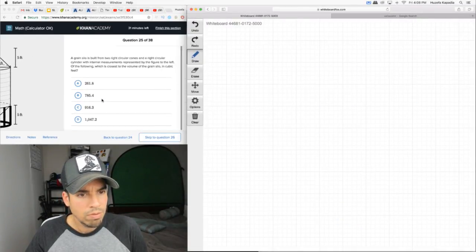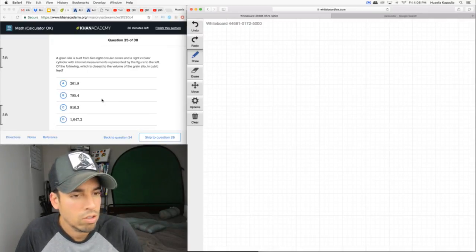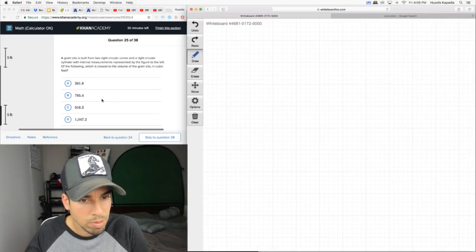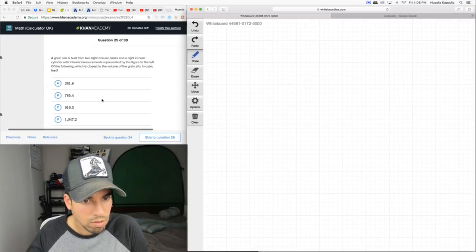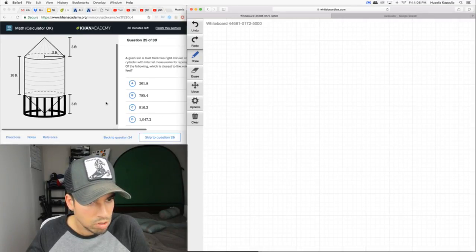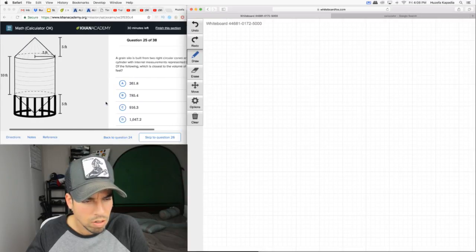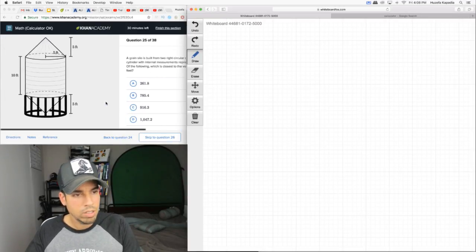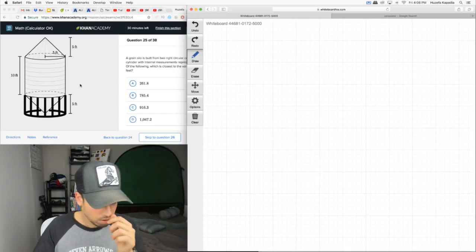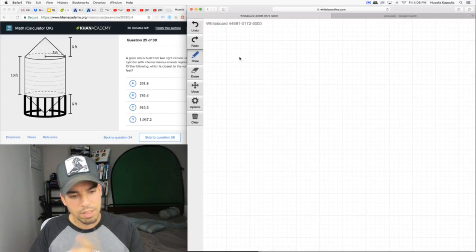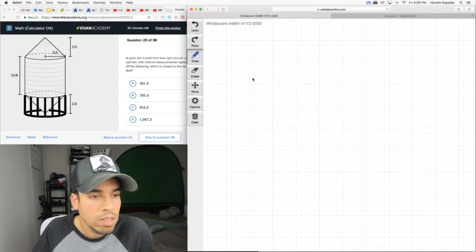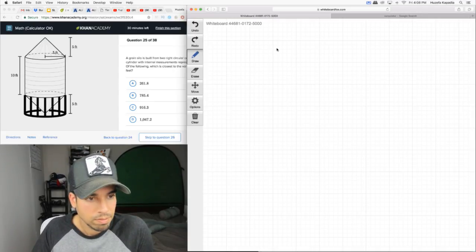A grain silo is built from 2 right circular cones and a right circular cylinder with internal measurements represented by the figure to the left. Which is the closest to the volume of the grain silo in cubic feet? Oh, I see. Okay, so it's all of this. These formulas I think are on the front of the test, so you don't have to have these memorized.